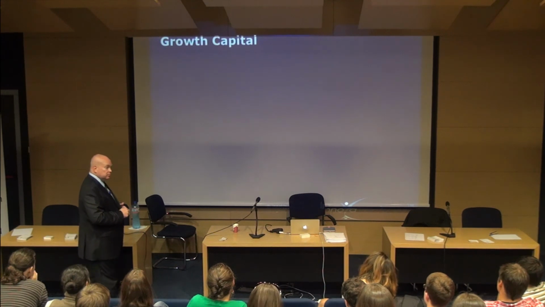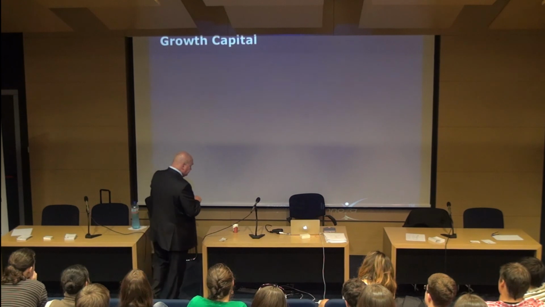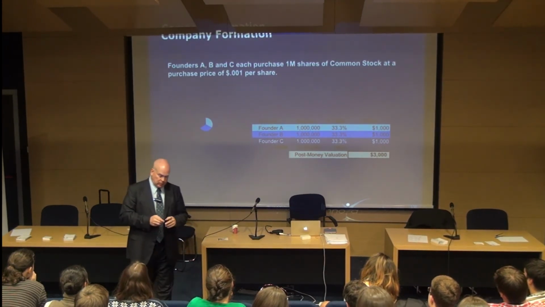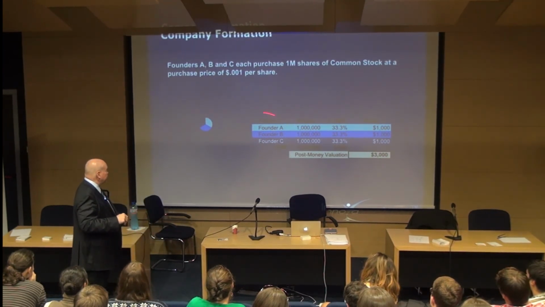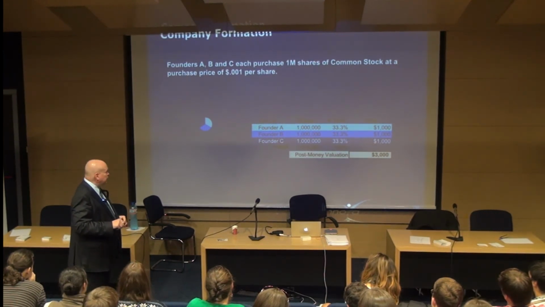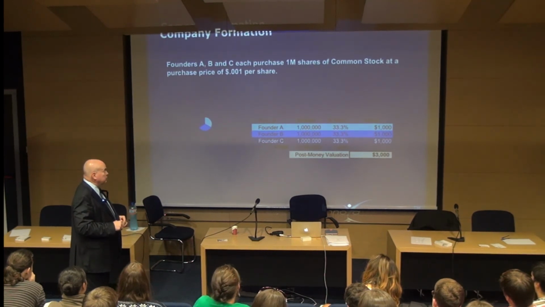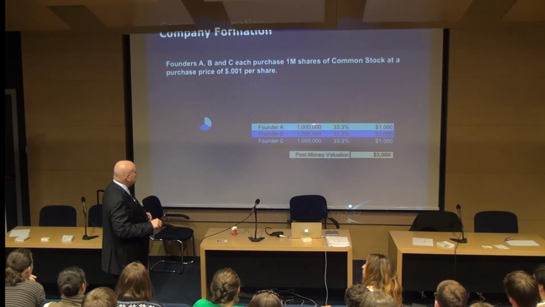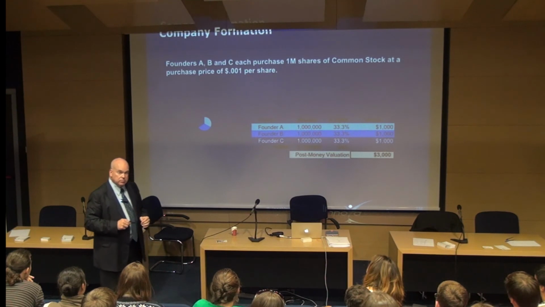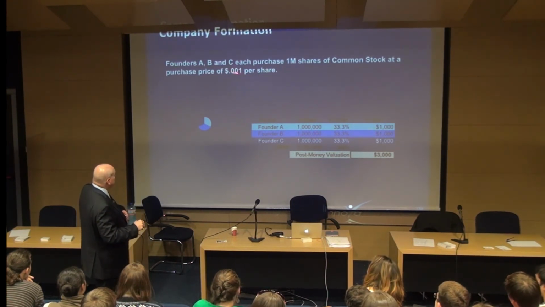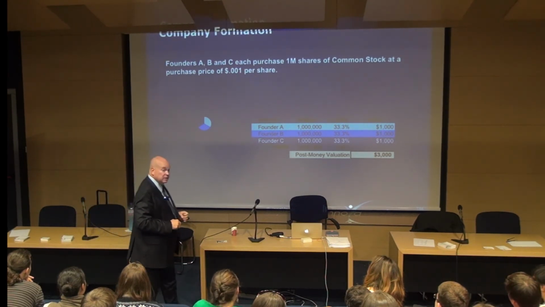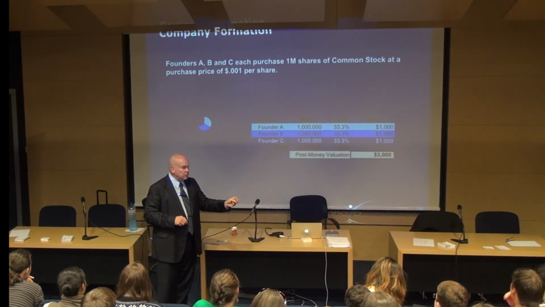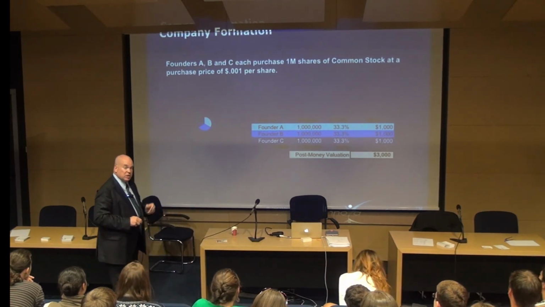Growth capital. When you're starting a company, you have 3 founders, A, B, and C. Each has put $1,000 on the table and owns a third of the company, but when we created the company we defined that these $1,000 were worth 1 million pieces of stock, meaning that a piece of stock is 0.001 cent per share. You find that very often, it starts at a very, very small piece. It doesn't start at $1. It starts at a very small piece because you want it to grow over time.